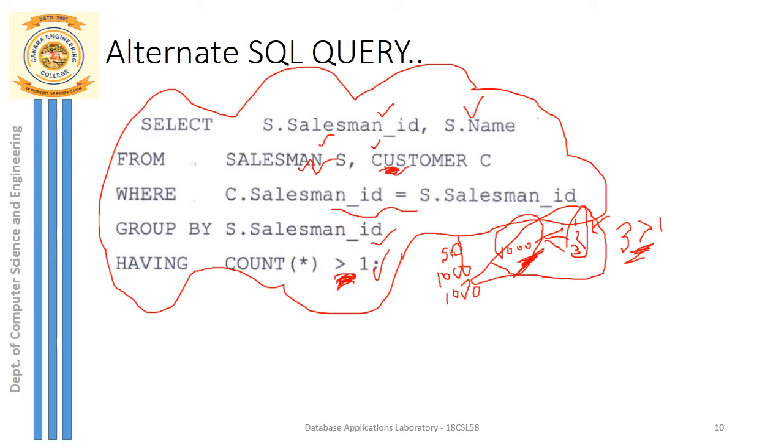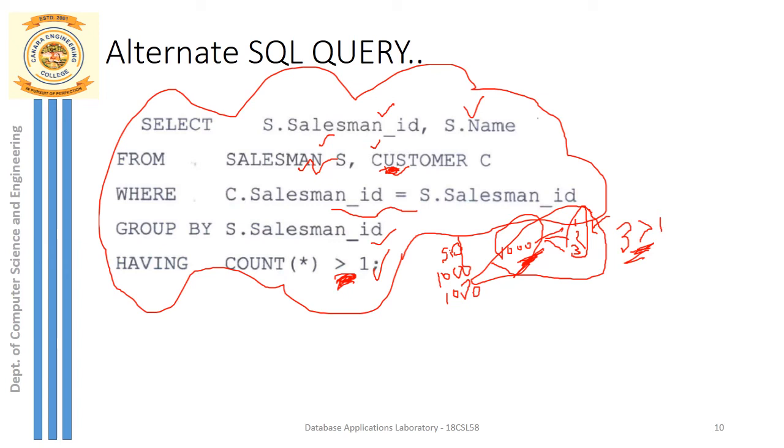You have an alternate query also which can be written for this. It is also very simple. Here you can just see what I have done. I have just taken the salesman table and customer table. I have not written two queries, a nested query or outer query and inner query. I have just written a single query where I have made use of the group by clause. Okay, so this is also a simple part.